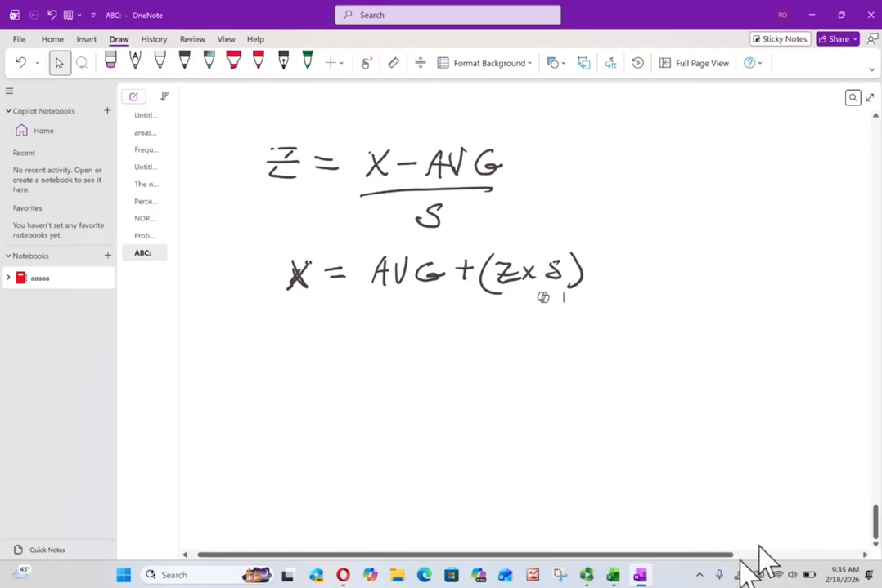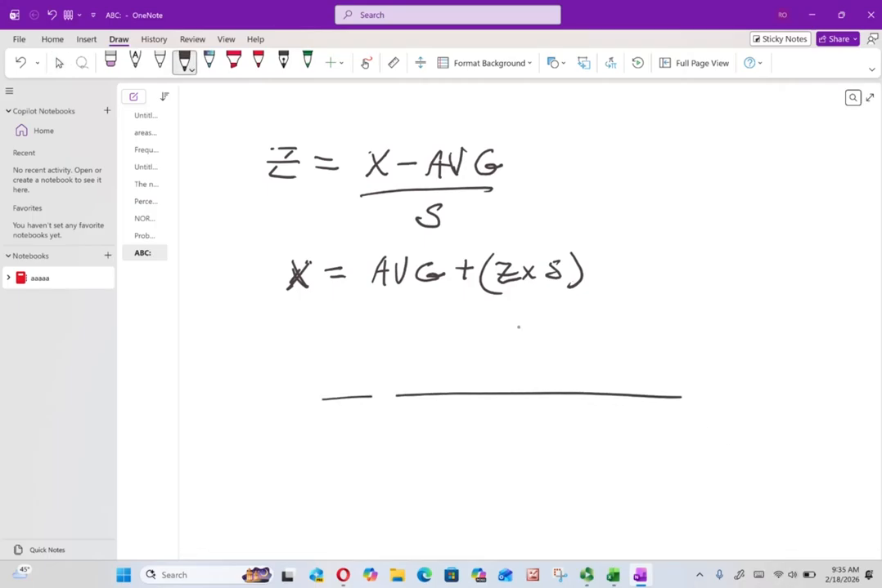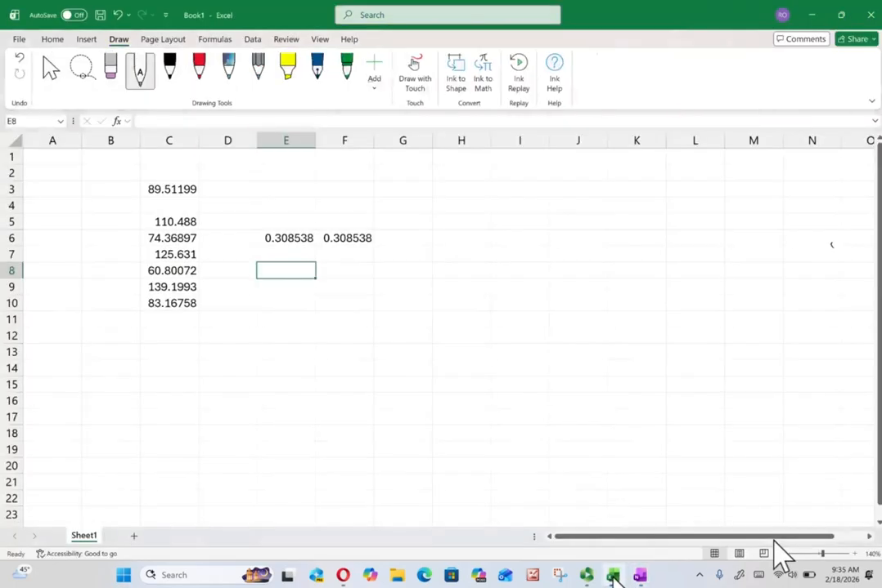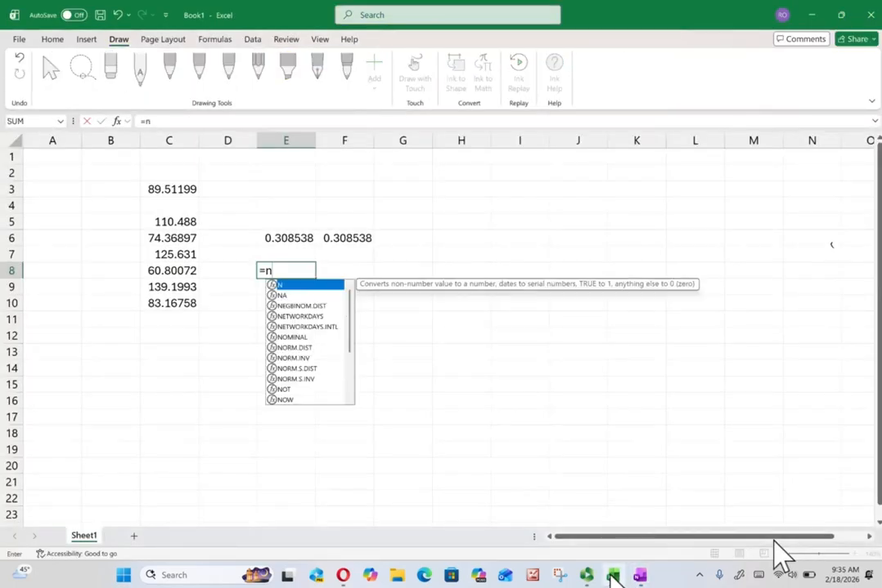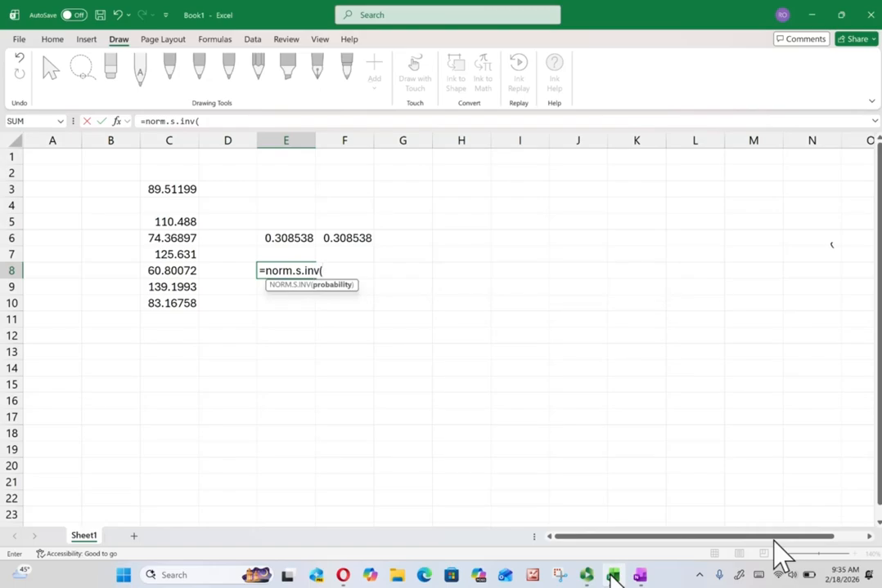So if I want to know what cuts off 40% to the left, in here I use equals NORM.S.INV, 0.4 to the left, and there's nothing in here except probability, and I get minus 2.5.